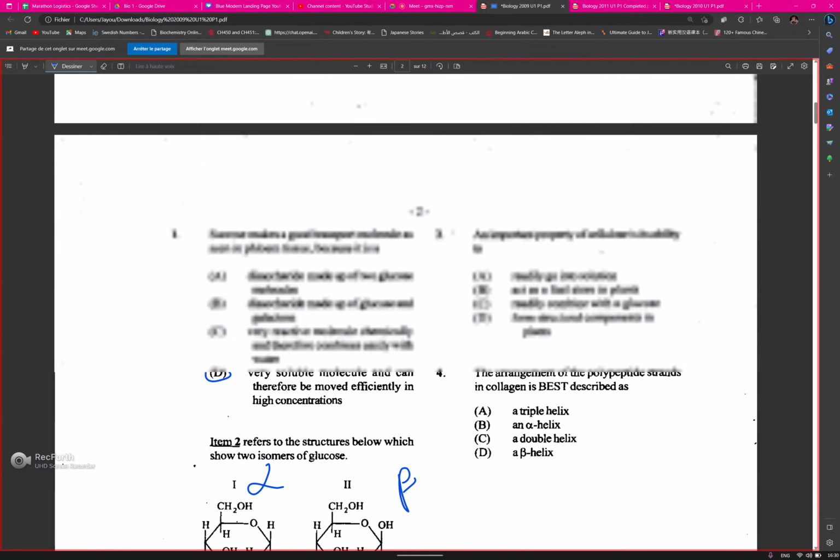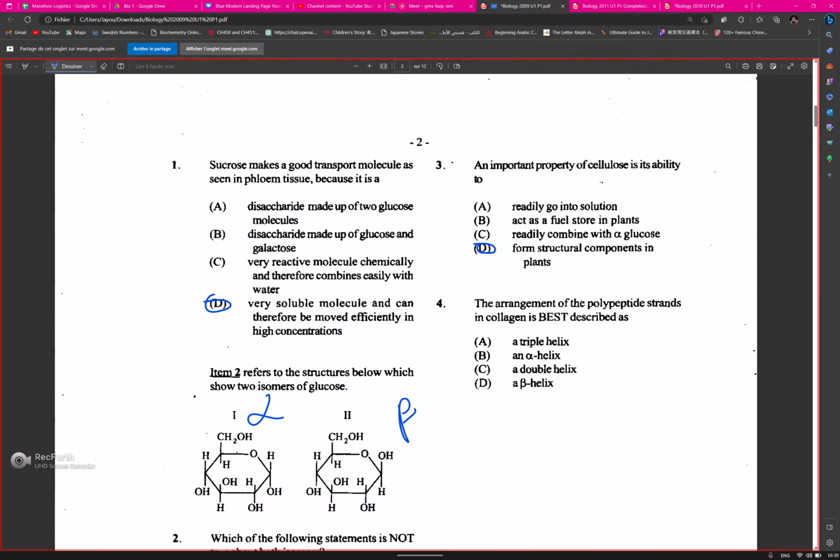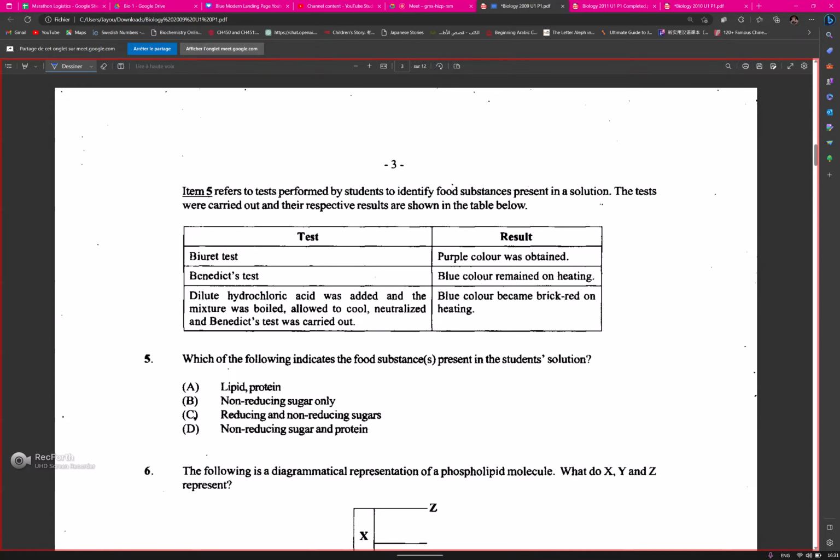All right. So, an important property of cellulose is its ability to... beautiful, right? So we know that plants have cellulose cell walls, right? What does the cell wall of most of the prokaryotes made all of? Peptidoglycan, beautiful. The arrangement of the polypeptide strands in collagen is best described as a... wonderful. All right. So which of the following indicates the food substance is present in the student solution?